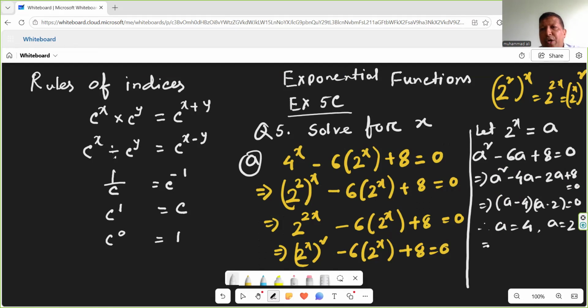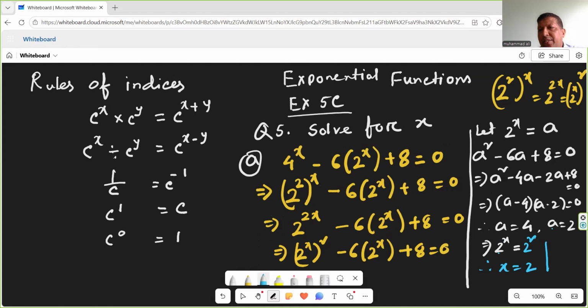So instead of a, we can write 2 to the power x. Instead of 4, we can write 2 squared. Therefore, if both of these bases are the same, the powers will be equal. So you can write x equals 2.